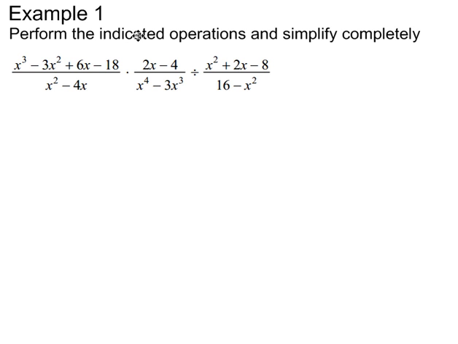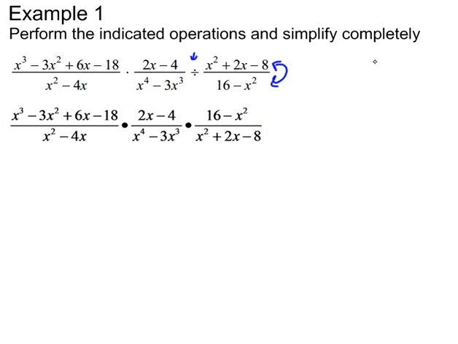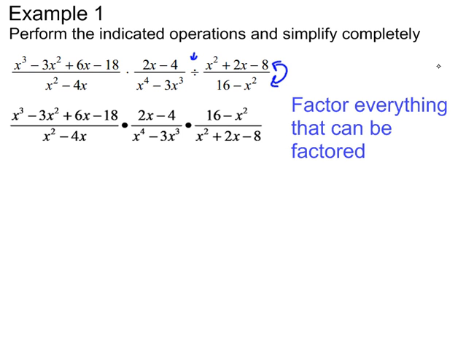So let's make it all multiplication. Let's get rid of the division symbol, and let's flip this fraction to make it all multiplication. There we go. Now it's all just multiplication. Now what's the next step? Do I just multiply across? Well, it's a little different with algebraic expressions. With algebraic expressions, you want to factor everything that can be factored first before you get to the multiplication part.